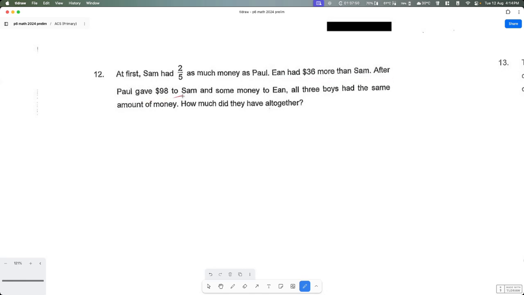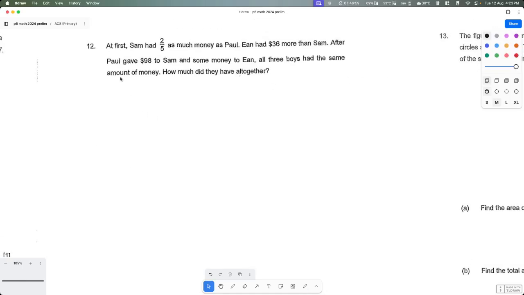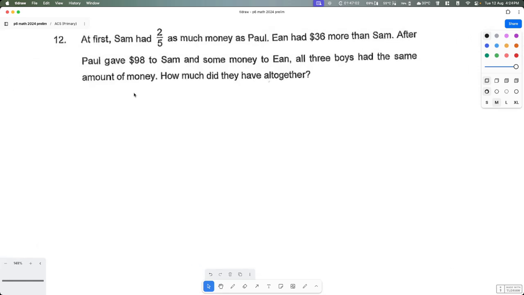After Paul gave $98 to Sam and some money to Ian, all three boys had the same amount of money. How much did they have all together? Okay, so what we can do is put the different people as different units. Sam had two-fifths as much money as Paul. That means Sam is equal to 2 units, and Paul is equal to 5 units. Ian had $36 more than Sam, so Ian is equal to 2 units plus $36.